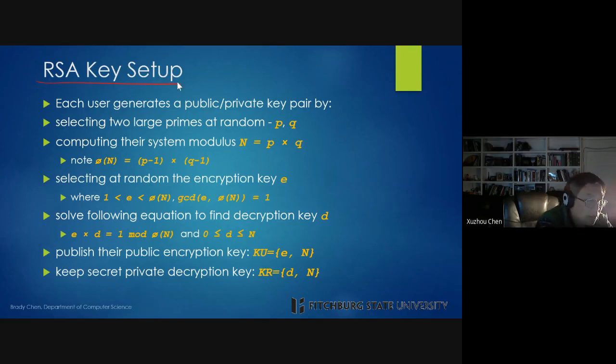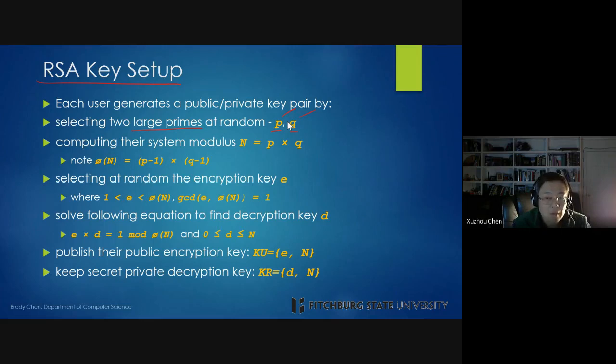The RSA algorithm is based on two prime numbers. So first we need to find two prime numbers, P and Q. These P and Q should be extremely large, and they should be different prime numbers. Once you find these two prime numbers P and Q, you should keep them secret. You cannot tell everybody these two prime numbers.